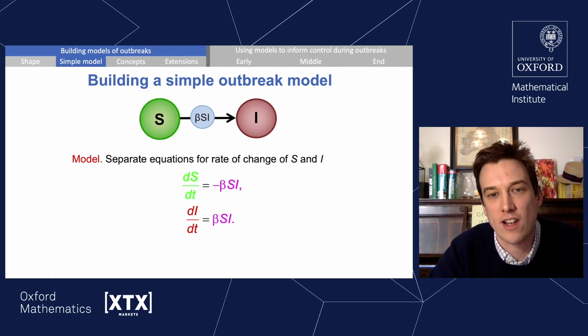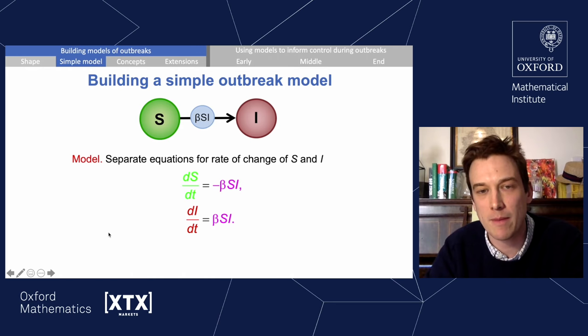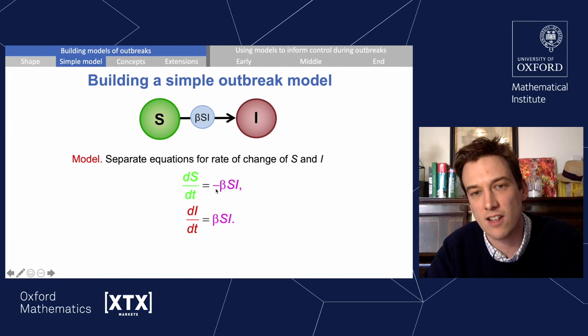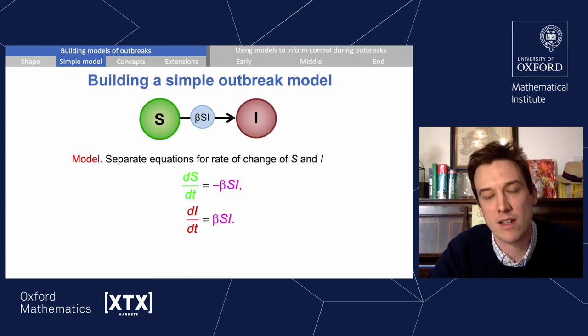Like I say, it doesn't matter if you haven't met equations like this before. On the left-hand side, this term here, dS by dt, just means the rate of change of the number of susceptible individuals. And this term is negative, which is why there's a minus sign on the right of the equation. The rate of change of the number of susceptible individuals is negative because the number of susceptible individuals decreases during the outbreak as susceptible hosts become infected.